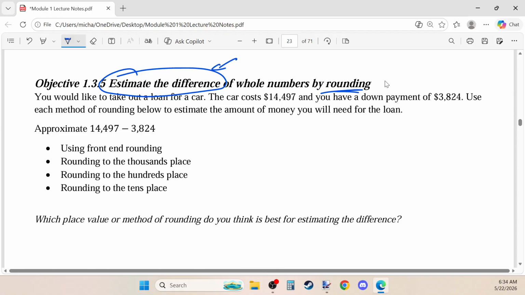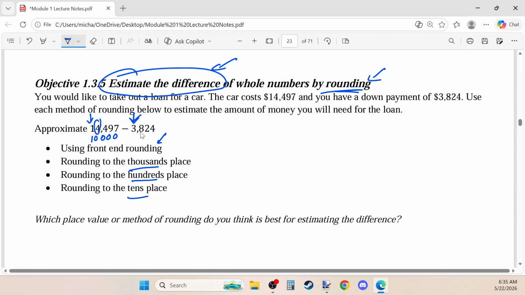We're going to estimate differences by rounding. So we're going to do this using front-end rounding and then rounding to thousands, hundreds, and tens. So front-end rounding, we want to round to the first digit in each of our numbers. So I want to round to this 10,000. That means I look at the thousands to check. 4 is less than 5. 0 through 4 round down. So this will round down to 10,000.